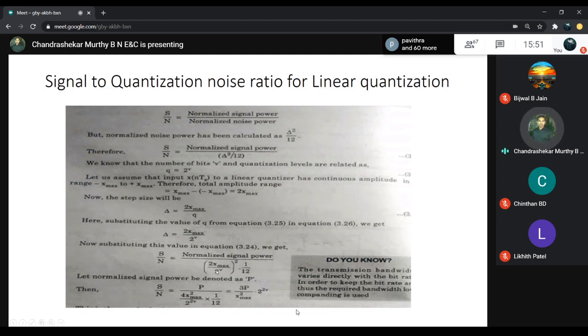So it is P divided by 4 x max square by 2 power 2v, into 1 by 12. After simplification, you will get 4 into 1 by 12, which is 1 by 3. So S by N is 3P by x max square, into 2 power 2v. We just represent the normalized signal power as P because we are not considering any given signal, so that we can identify the power of the given signal.